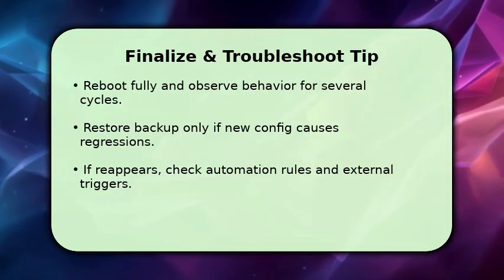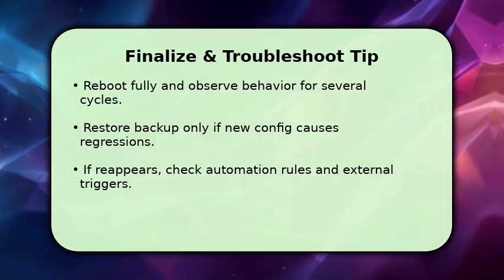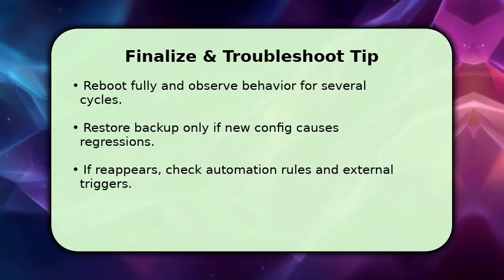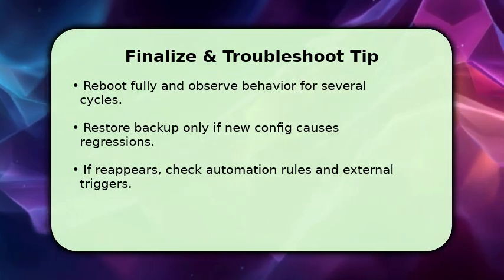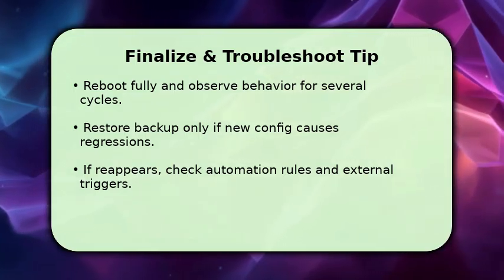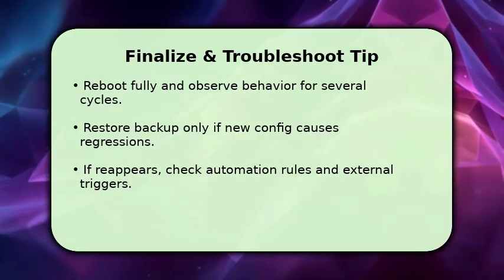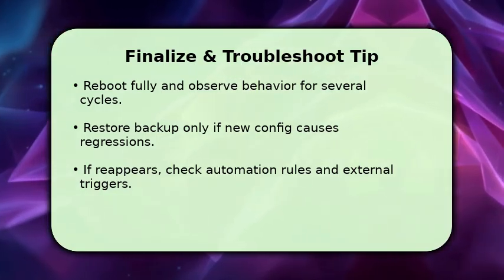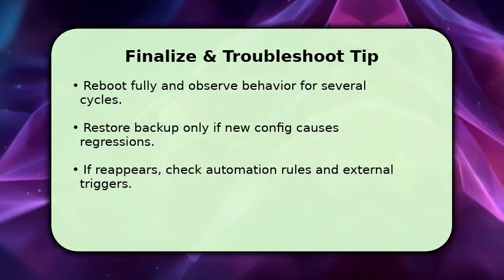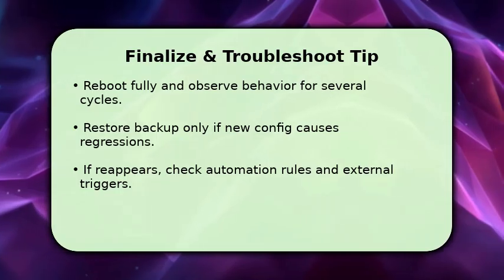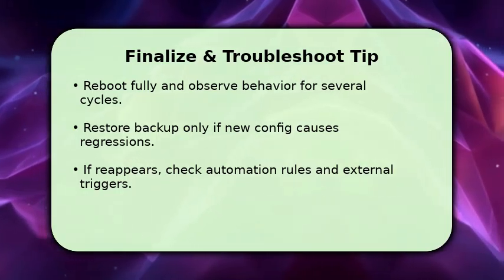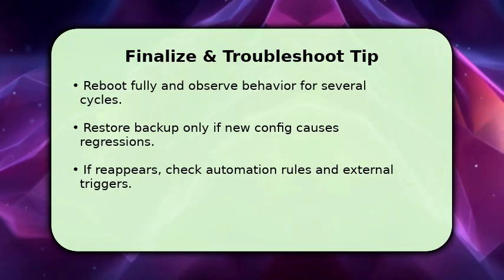If something breaks, restore your backup and retry with a different toggle or patch level. Only restore as a controlled rollback. If the mode reappears, inspect automation rules, schedules, or external controllers that might re-enable it. Disable those triggers. One key troubleshooting tip: check for companion apps or cloud rules that can override.